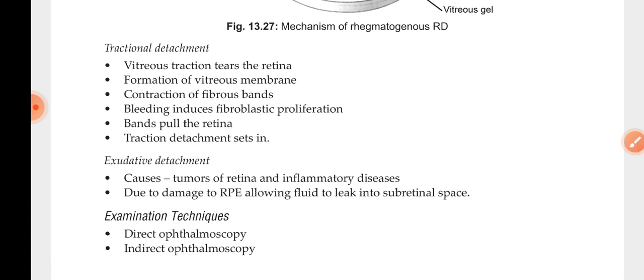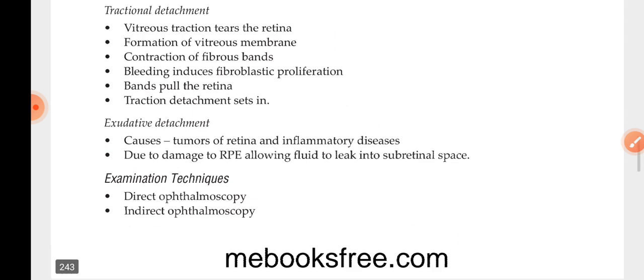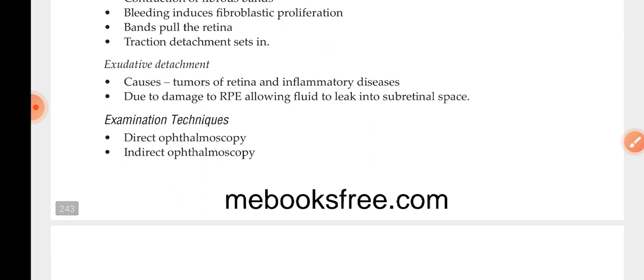Next, coming to tractional retinal detachment: vitreous traction tears the retina. Formation of vitreous membrane, contraction of fibrous bands, bleeding induces fibroblastic proliferation, bands pull the retina, and traction detachment sets in. Something is pulling, that is vitreous traction, which causes contraction of fibrous bundles. Bleeding causes fibroblastic proliferation. Exudative retinal detachment is caused by tumors of the retina and inflammatory diseases, due to damage to the retinal pigment epithelium, which allows fluid to leak into the subretinal space. It will come from the backside.